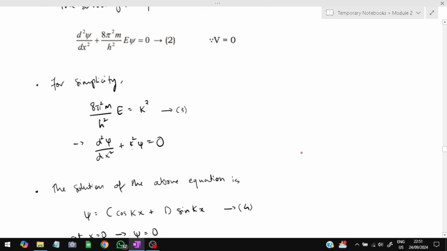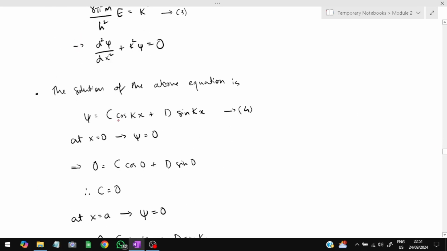So the solution of the above equation is that W is equal to C cos. This is the equation we are considering. This is a mathematically derived equation, we need not worry about that. We have to just learn how it is. So W is equal to C cos kx plus D sin kx. Just remember kx here and C cos, D sin.